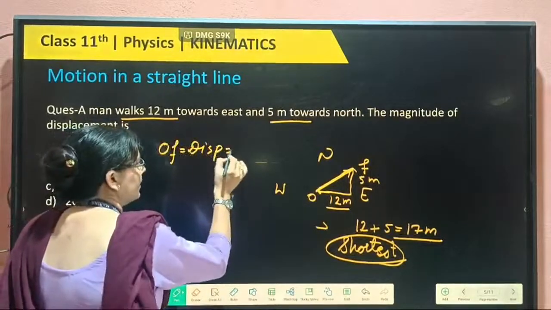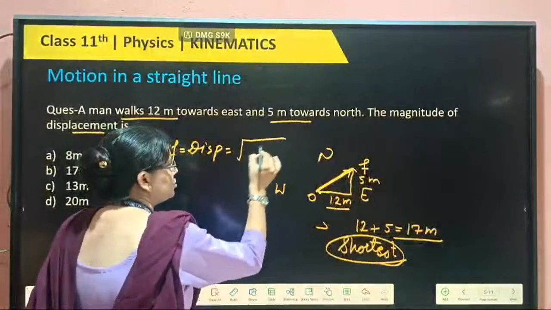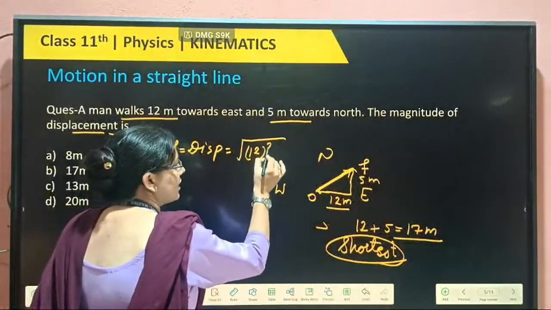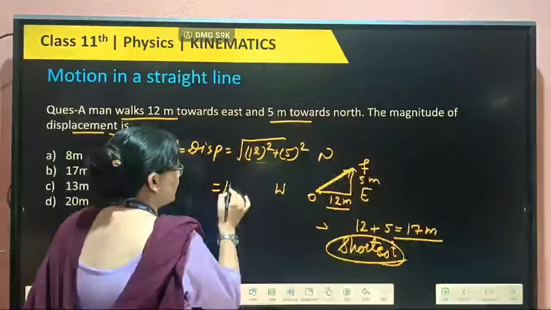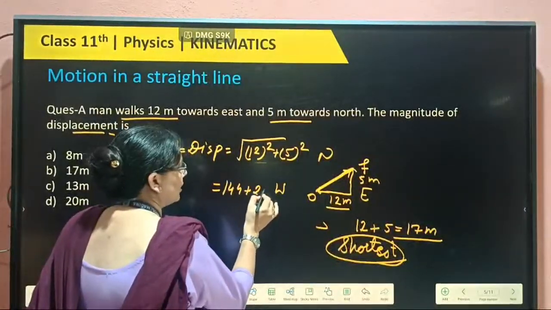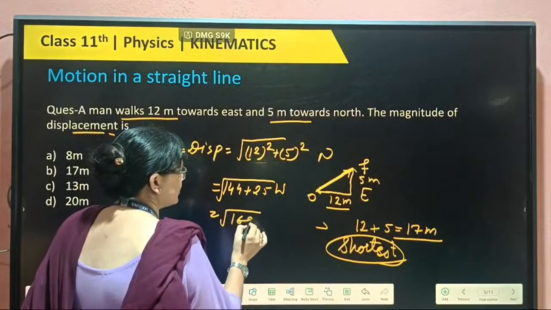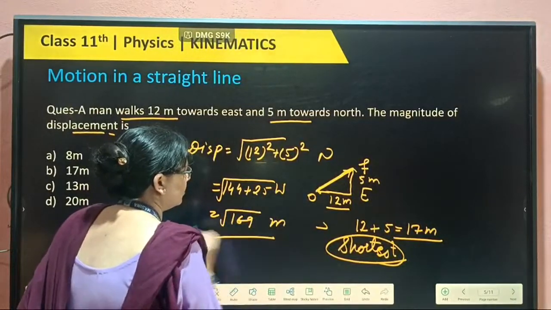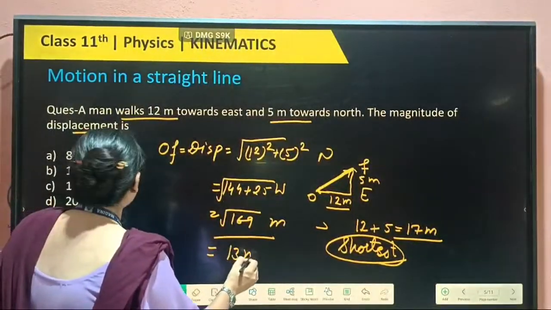Displacement, how can you find it? By using the Pythagoras theorem: 12 square plus 5 square. Solve this, then here will be your answer. It will give you 169, that is meter square only. Take the square root of this, then here it will be our 13 meter.